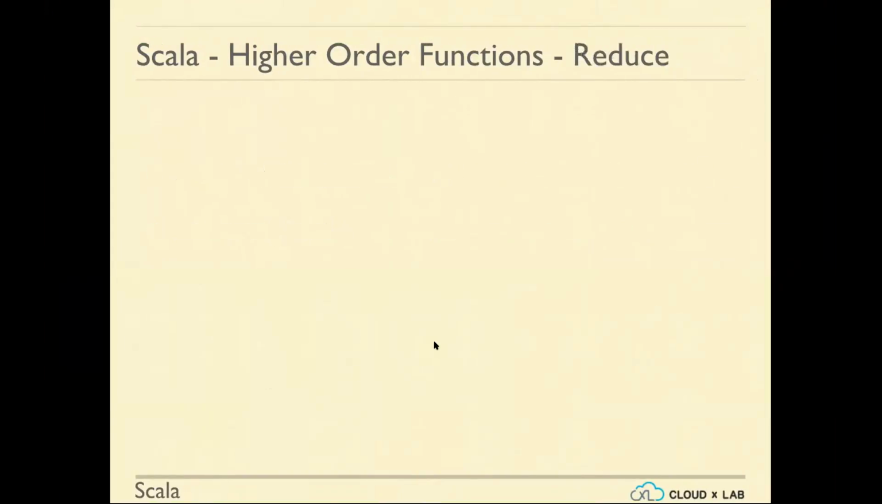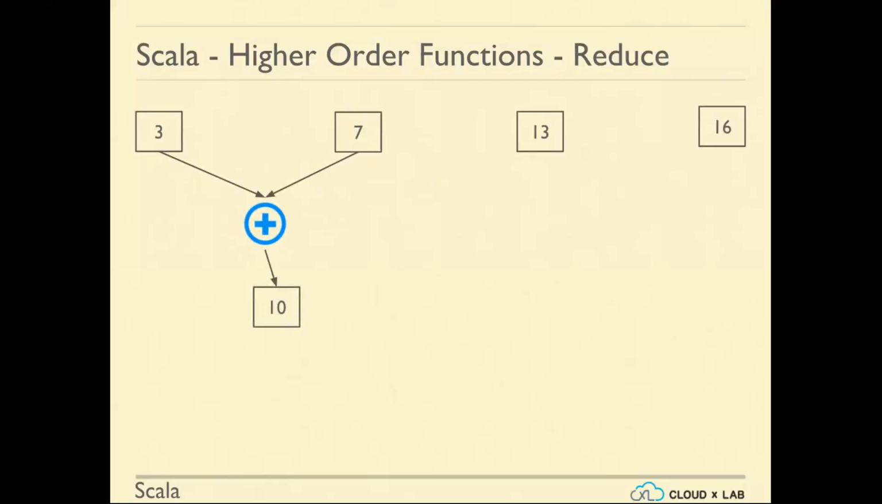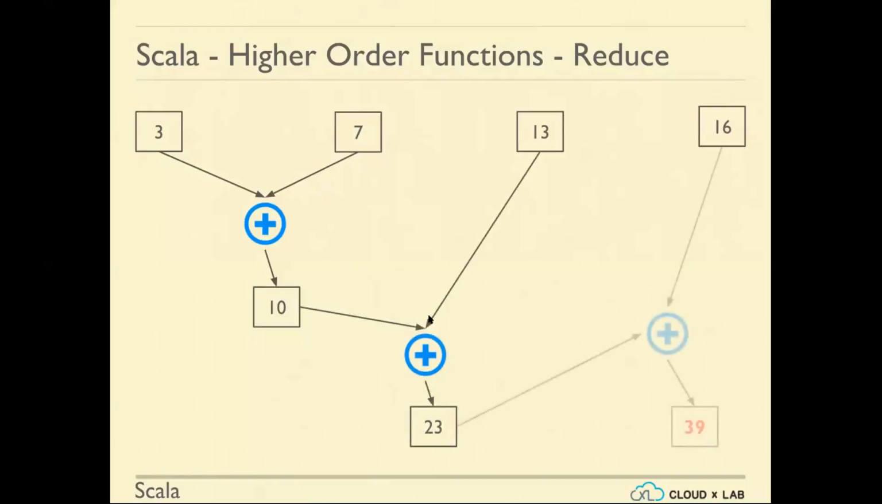Now the next very important function is reduce. Imagine that you have a list of values like 3, 7, 13 and 16, and we want to add them. One way to add them is by looping, but what reduce does is take a function which operates only on two values, just like this plus function, which adds only two values at a time. That addition function is going to be called multiple times, again and again.